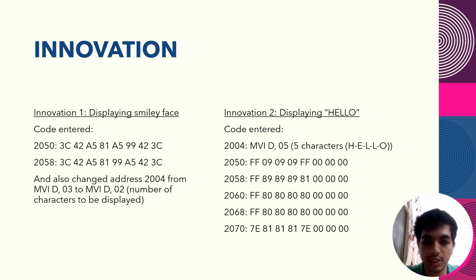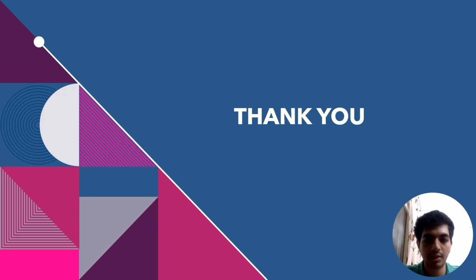and for 2050 this was the code to display H, 2058 was to display E, 2060 was to display L, 2068 was to display L again, and 2070 was to display an O. Okay, thank you. Now I will be attaching the video for the experiment in the next section.